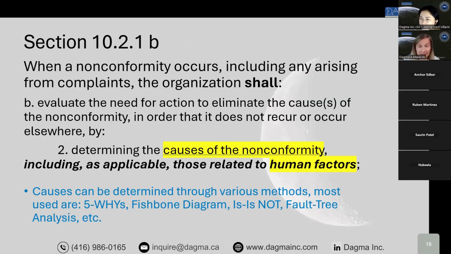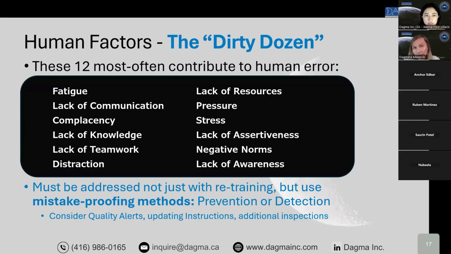Determining the causes of the nonconformity, including, as applicable, those related to human factors. So causes can be determined through various methods. Most used are your 5 why analysis, fishbone diagram, fault tree analysis, etc. There's many different tools that can be used to determine your root cause. And when that root cause leads you to the identification of human factors, these are the human factors that we really need to identify.